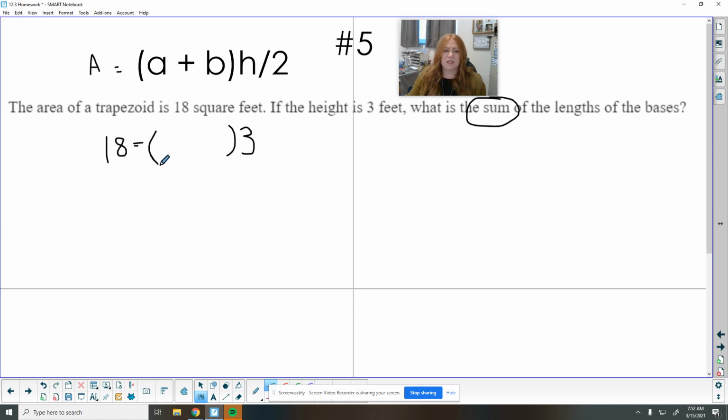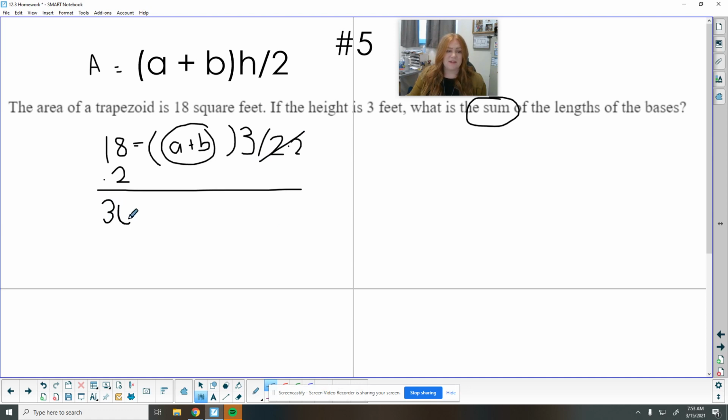So it doesn't want to know what A and B are separately. It wants to know what A and B are when we add those together. So we're going to divide by 2. We're just looking for this as one answer here. So first we need to do the opposite and times by 2 on both sides. Let's go ahead and do that.